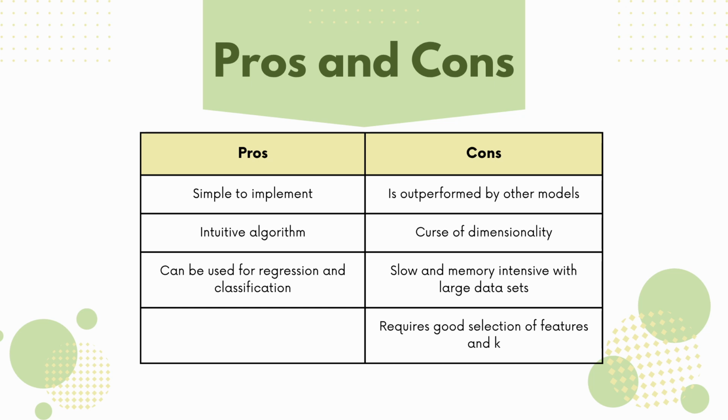KNN also suffers from the curse of dimensionality, which means that if you have a lot of features, then the neighbors are all so far apart and become meaningless. To somewhat fix this issue, you could obtain more data points to make the space more populated. However, KNN is slow and memory intensive as it has to store all the training data and perform computation during each prediction. Lastly, KNN requires selecting good features and a K value that works, otherwise the predictions become meaningless.